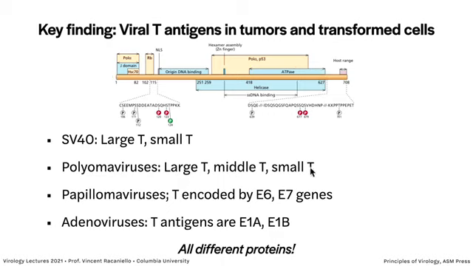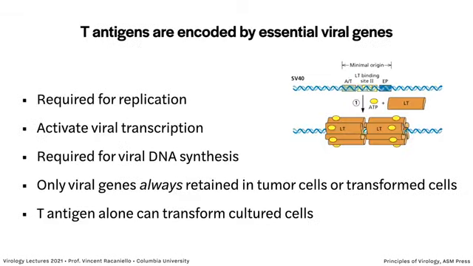Polyomaviruses also have T antigens, different sizes, but similar functions. Papillomaviruses, the T antigens are encoded by E6 and E7 genes. And the adenoviruses, the T antigens are the E1A and the E1B genes. Okay, these are the only viral proteins consistently found in tumors and in transformed cells. And these are all different proteins. The SV40, polyoma, papilloma, and adenovirus proteins are all different.